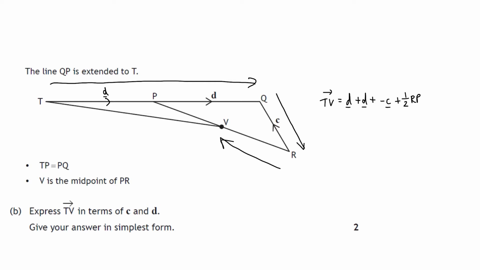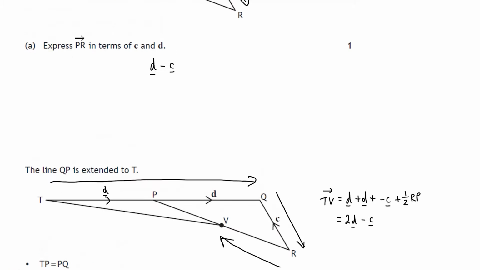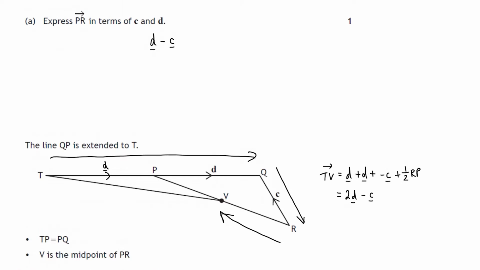Now, a few problems here. I can simplify the plus negative C down to negative C. So we get 2D, so collect like terms, we've got 2D minus C, but we've got this plus half RP. Now, that's not particularly useful in terms of what we want. So what we want to do is look back at the question, part A, where we had a vector for PR. So we knew PR is equal to D minus C.